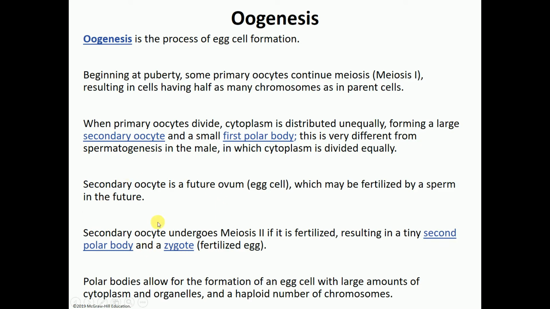Okay, the secondary oocyte does not undergo a second meiotic division unless it is fertilized. So in the absence of fertilization, the secondary oocyte does not go through the second meiotic division. Now the polar bodies that come out of oogenesis, all of those are going to degenerate. The only purpose of these polar bodies would be to get rid of the extra unwanted genetic material.